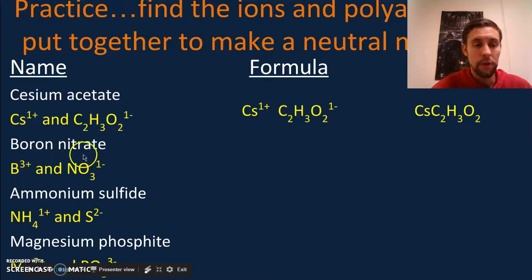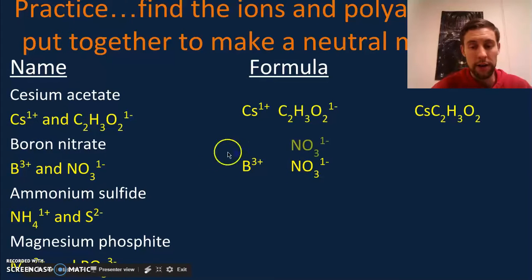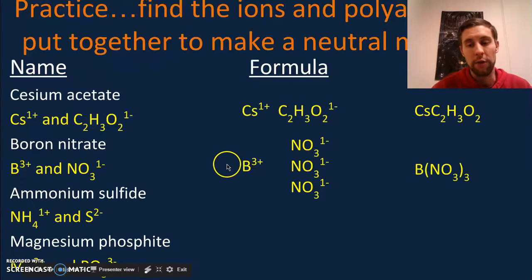CsC2H3O2. Boron nitrate, we've got 3 plus, and this nitrate group, NO3, has got a 1 minus charge. These are not even, so we need more of our nitrate. 2 minus, 3 minus, and 3 plus. Now it's even. Here's our final formula, B(NO3)3. We need the parentheses, we have 3 of this entire group here.